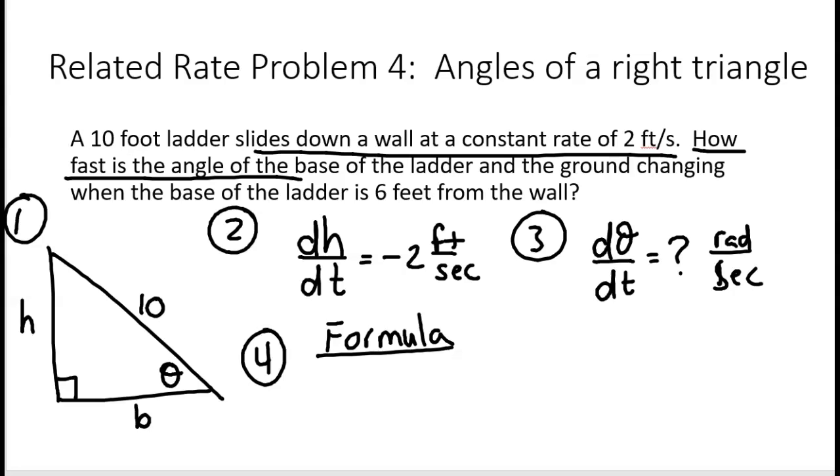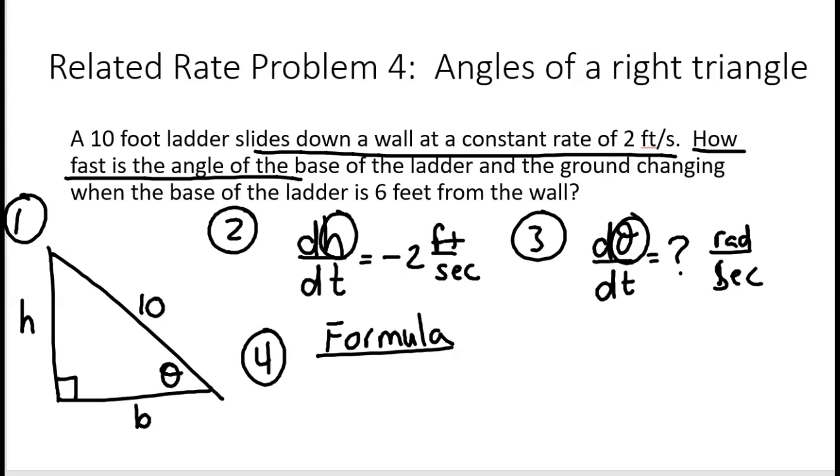All right. Well, I know that my formula has to have the variable h in it, and it also has to have a theta. Now, all of the trig ratios that I wrote out on the last page have a theta, so that's not something we need to worry about. But they don't all have this side involved.